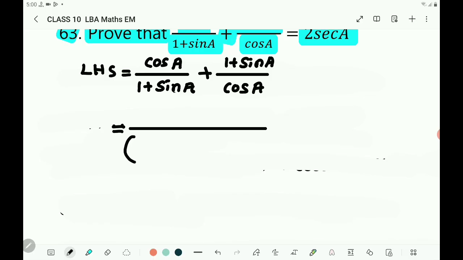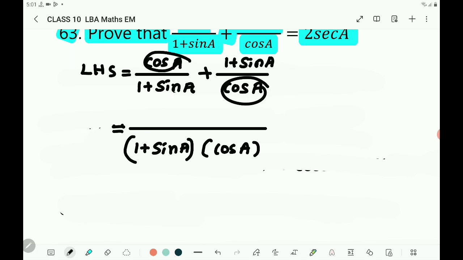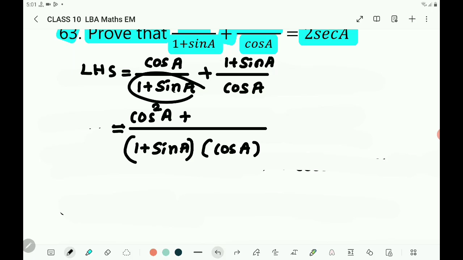then you take the LCM. LCM is the product of these two. 1 plus sin A into cos A. Here cos A into cos A, cos square A, cos square A plus 1 plus sin A into 1 plus sin A, 1 plus sin A the whole square.